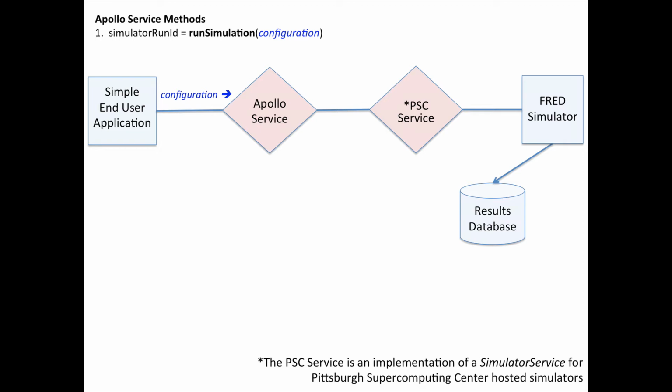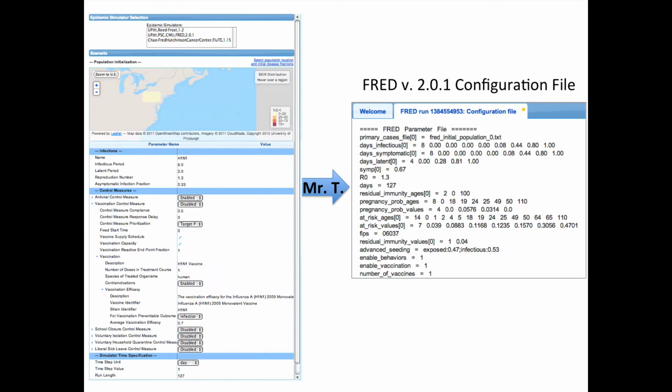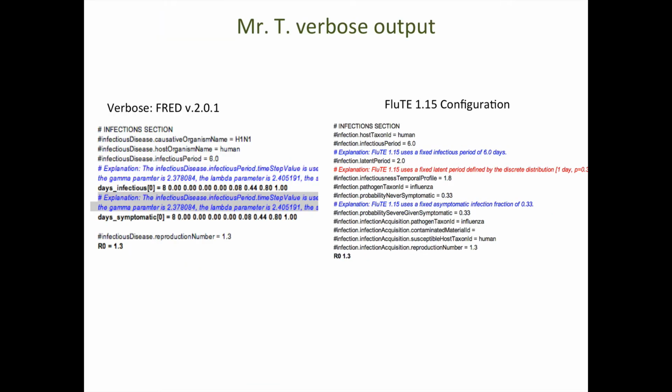The Apollo service then called the run method of the PSC service, passing the configuration object as the parameter to the run method. The PSC service then called the Mr. T service, which translates from Apollo syntax into the native syntax of a simulator. On the right, we see part of Mr. T's translation of the Apollo scenario from the video into FRED native configuration syntax. Mr. T also returns verbose traces of its translation process, which the simple end-user app displays in tabs.